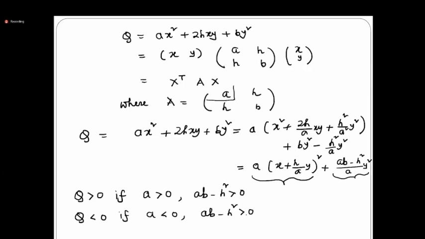That means, to be negative definite, Q should be coming as negative definite, A will be coming as negative, and the determinant of the matrix will also be coming as positive. Is it okay? Yes, sir.